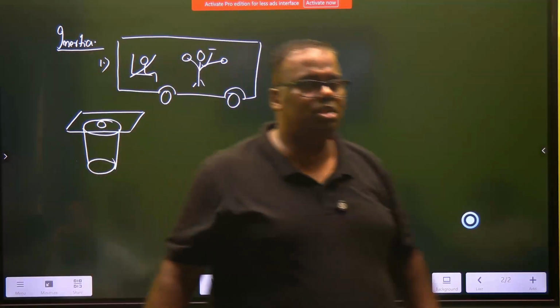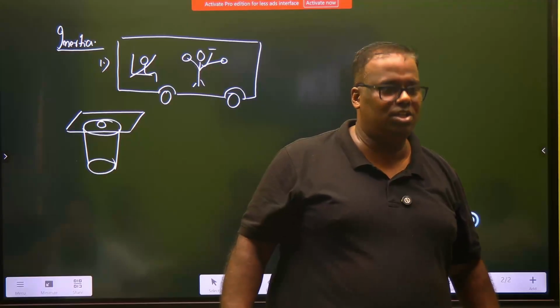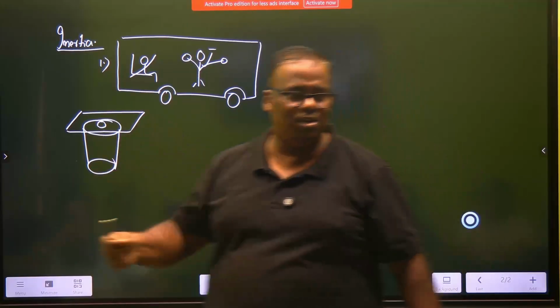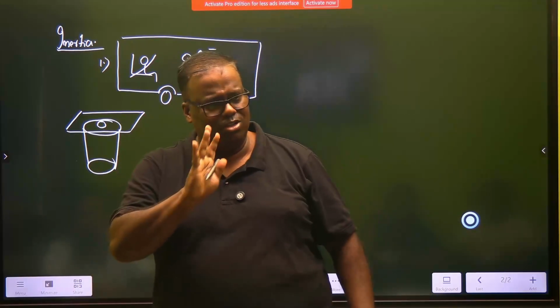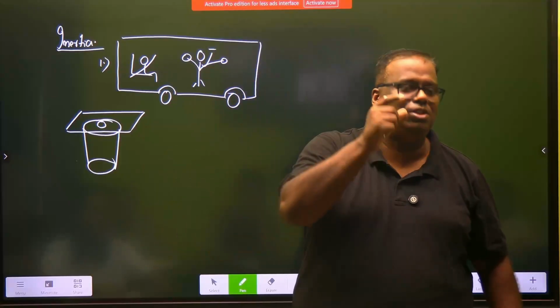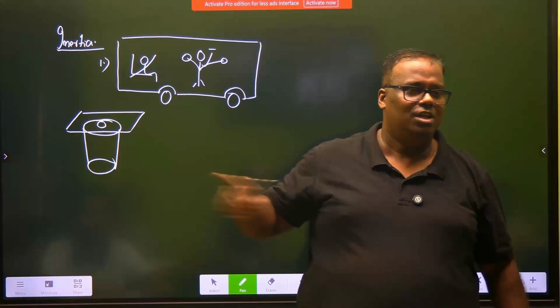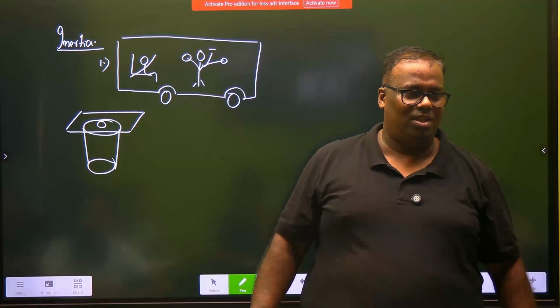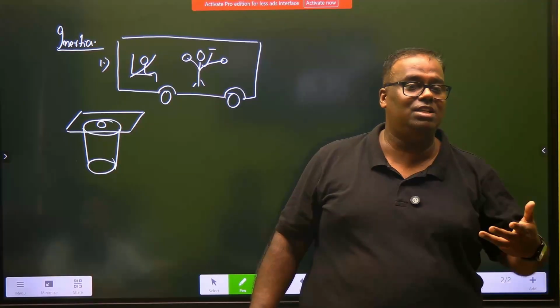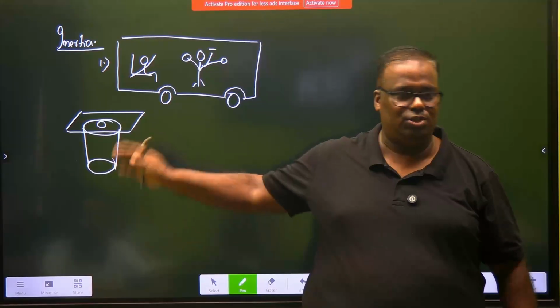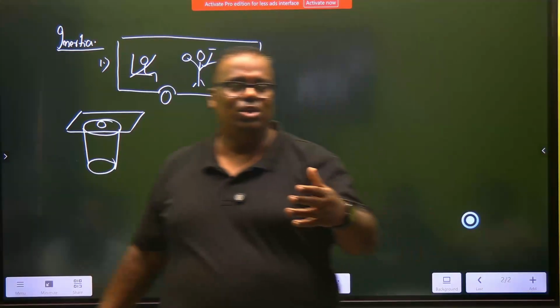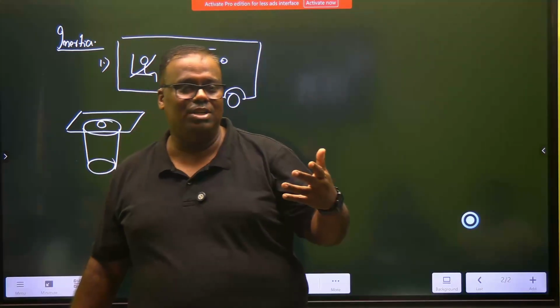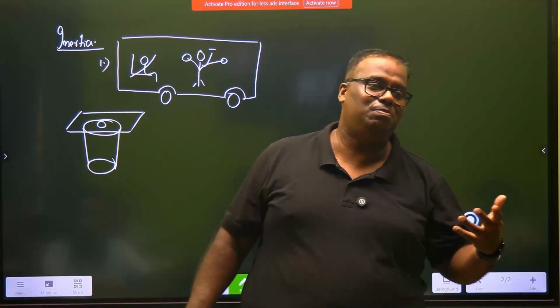Why? Because the coin is heavy. It has more inertia. The card obeyed your change in state. The card also has inertia, but the card obeyed you. The coin says, I have a lot of inertia, I will object to the change in my state of rest. So it stopped.